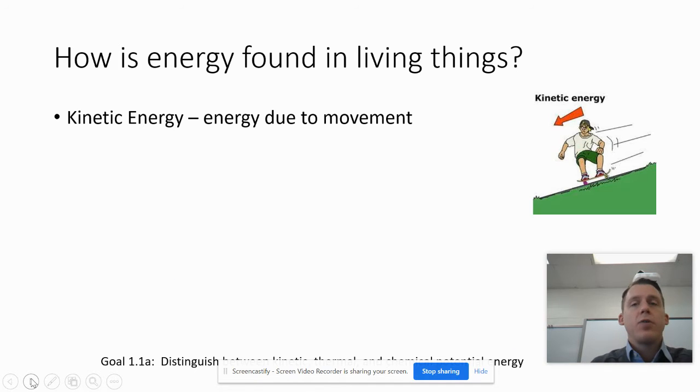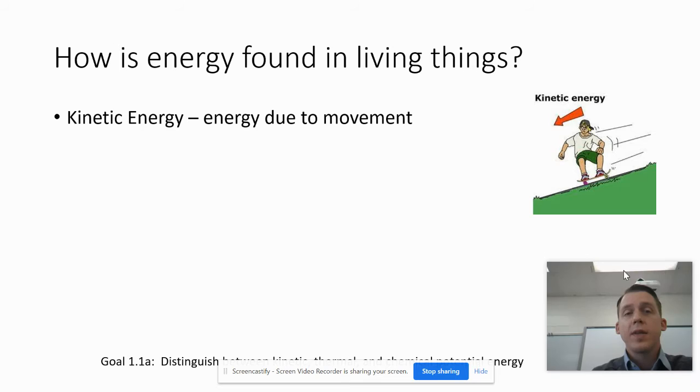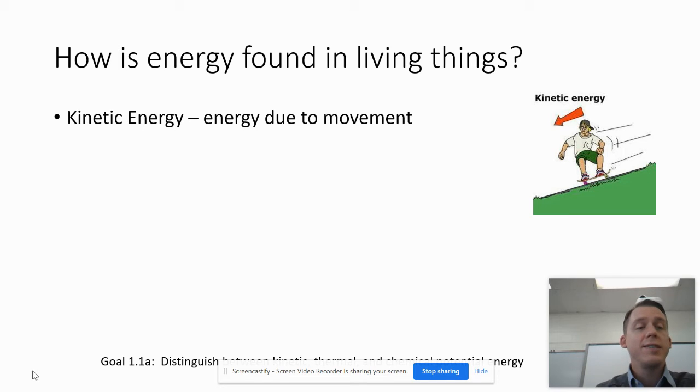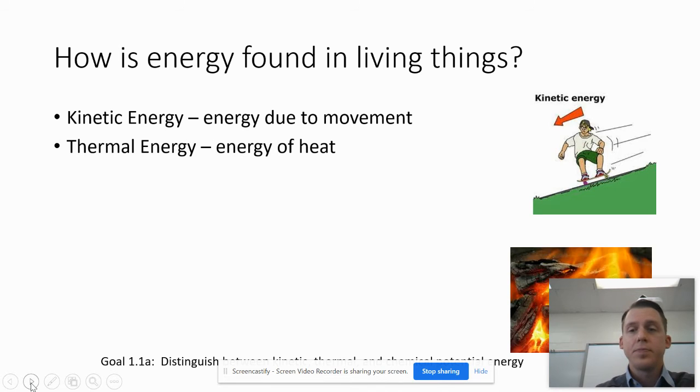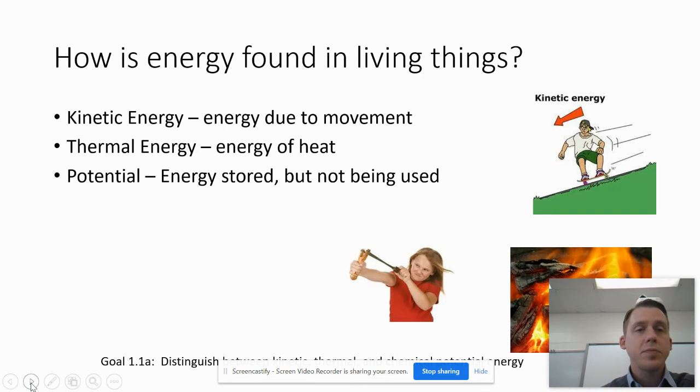So how is energy found in living things? Well, first of all, there's kinetic energy. Kinetic energy is the energy due to movement. So think about something moving down a hill or falling, that is kinetic. Thermal energy, like the fire that my picture is kind of covering up there, that is the energy of heat. Potential energy, the energy is stored.